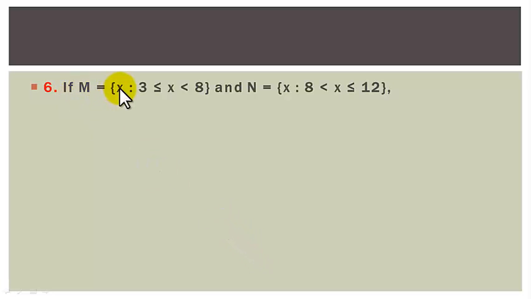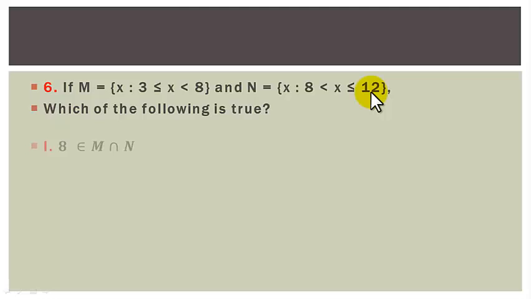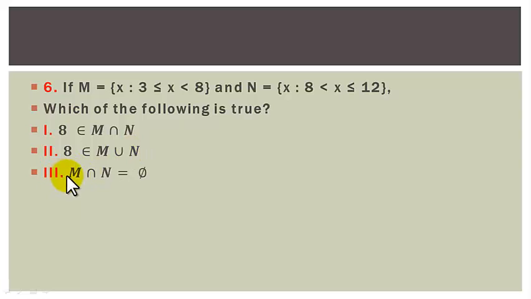If M is the set of all x such that x is greater than or equal to 3 but less than 8, and N is the set of all x such that x is greater than 8 but less than or equal to 12, which of the following is true? 1. 8 is an element of M intersection N. 2. 8 is an element of M union N. 3. M intersection N is empty.